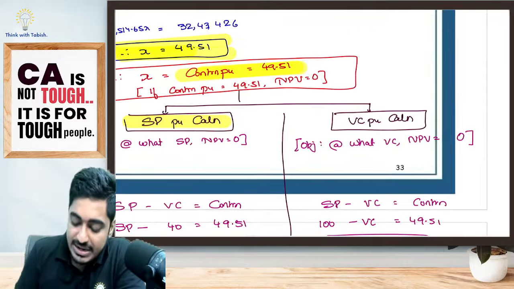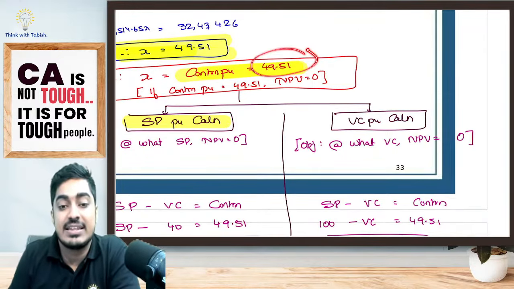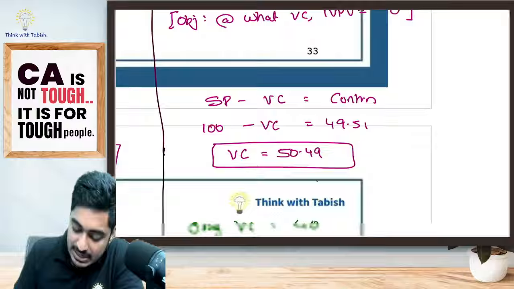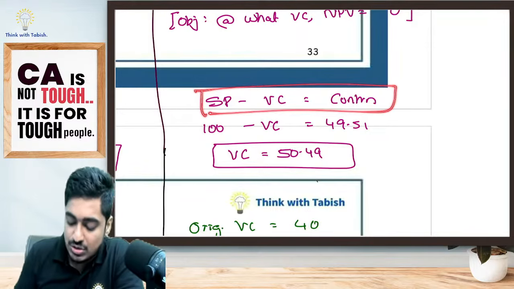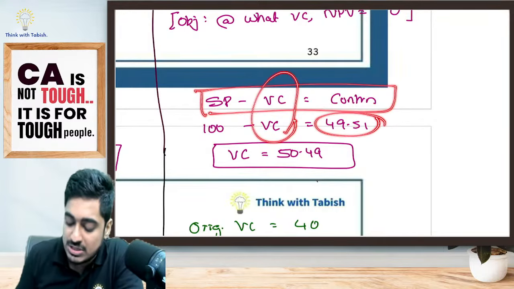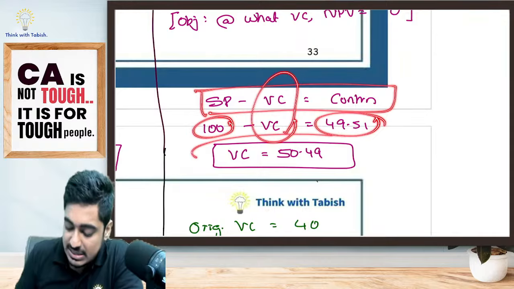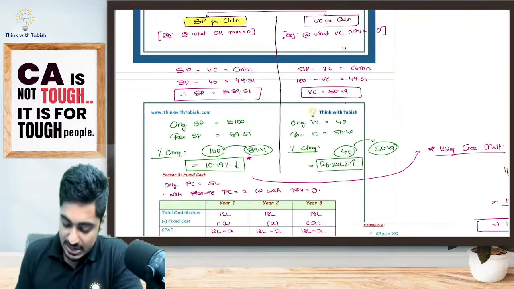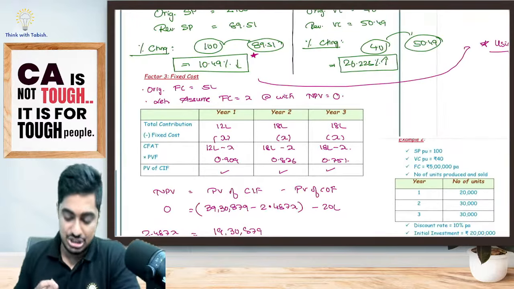Using the same data for variable cost also I can calculate. There is no need to do the calculation again. My contribution should be 49.51. Selling price minus variable cost is contribution. Here I want to calculate variable cost. Contribution is 49.51. Selling price is 100. Means I will get my variable cost as 50.4. Is this clear, everyone? Accordingly, you can calculate the percentage change.